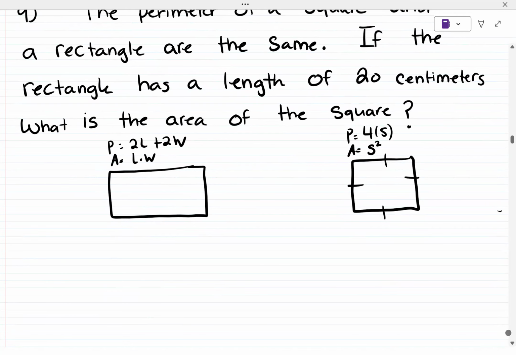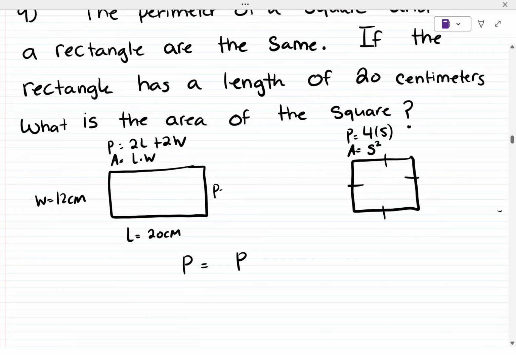They specifically said that in this rectangle, it had a length of 20 centimeters, and then this has a length of 12 centimeters. That was given, right? What are they asking? They're asking you, what is the area of the square? And they're saying that the perimeter of a square and a rectangle are the same. So this perimeter is equal to this perimeter.